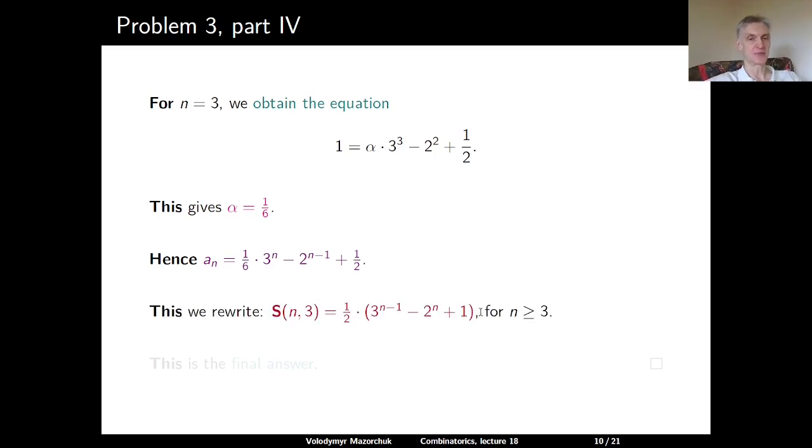So the Stirling number S(n, 3) of the second kind equals 1/2 times (3 to the power n minus 1 minus 2 to the power n plus 1). And this is true for all n greater than or equal to 3. And this is the answer to the second part of our problem.